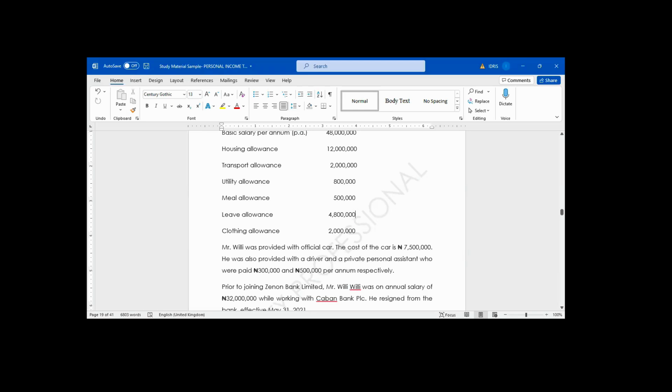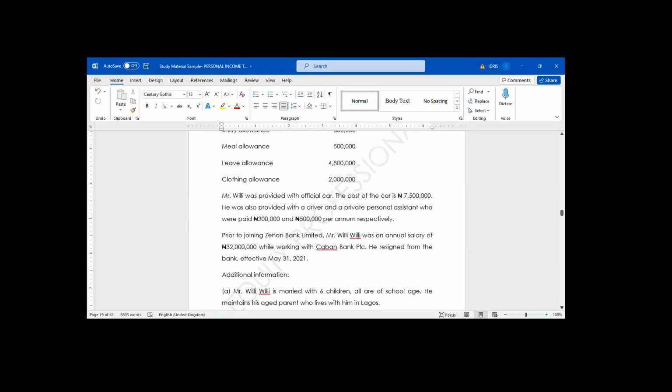So let me read the question by myself. Mr. Willie was provided an official car. The cost of the car is 7.5 million naira. He was also provided a driver and personal assistant who were paid 300,000 naira and 500,000 naira per annum. Prior to joining Zenon Bank Limited, Mr. Willie was on an annual salary of 32 million naira while working with Carbon Bank PLC. He resigned from the bank effective from May 31st, 2021.